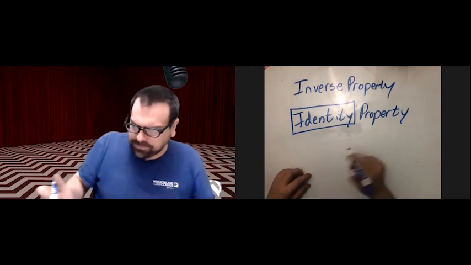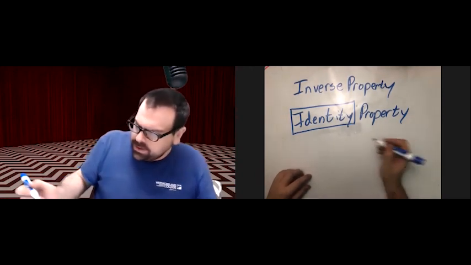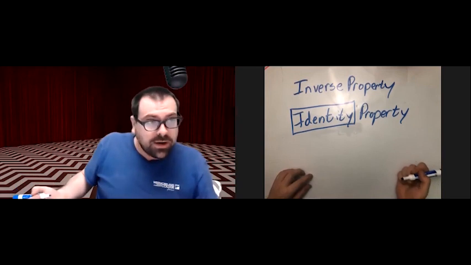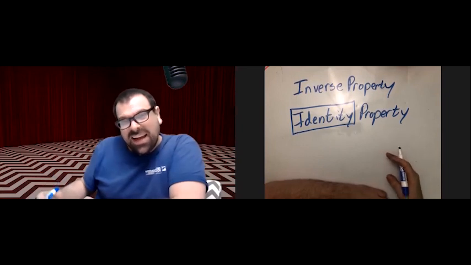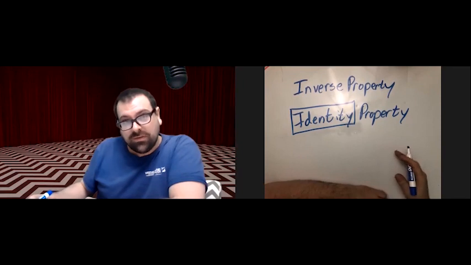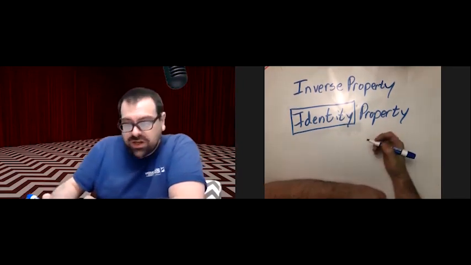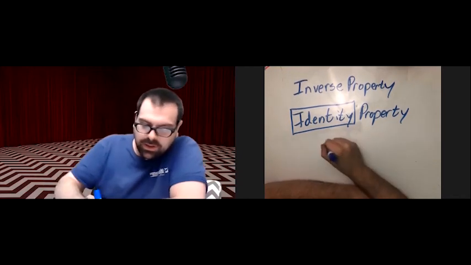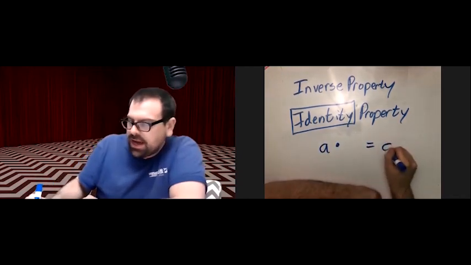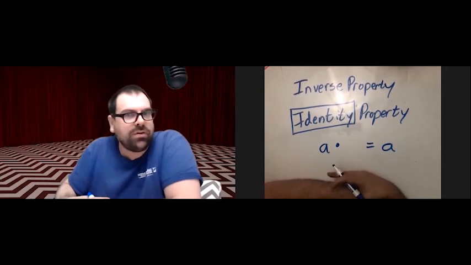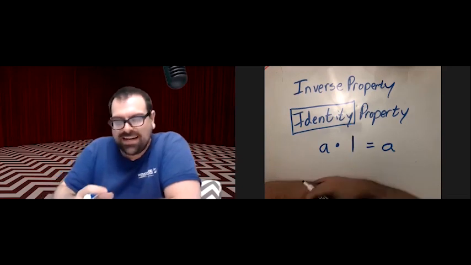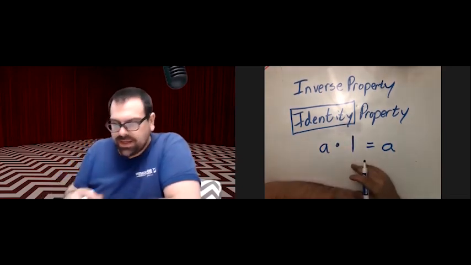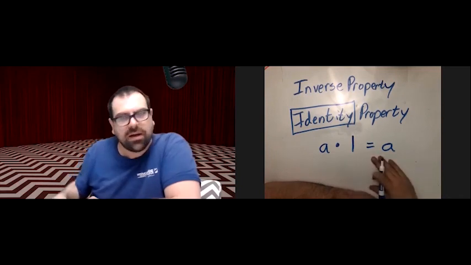So just a little bit ago, what I erased here, I said anything times itself, or sorry, anything times 1 is itself. So for multiplication, what is that number that I can multiply anything by and get itself? With multiplication, that's 1. So the identity property of multiplication is that anything times 1 is itself.